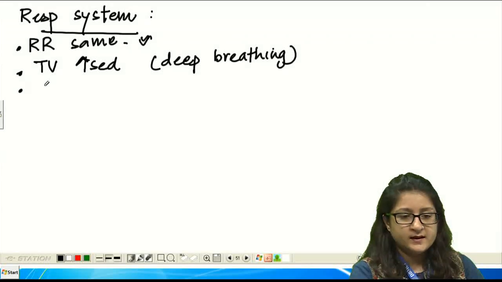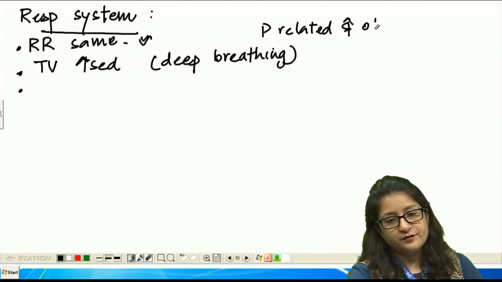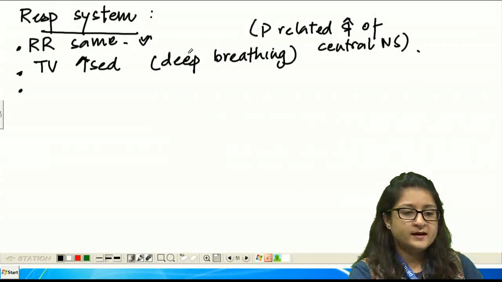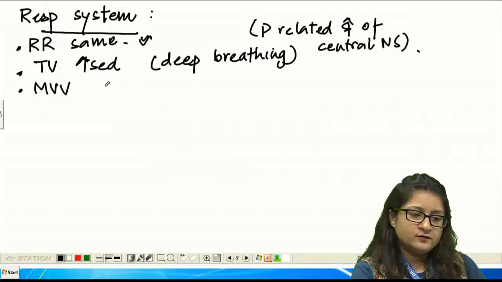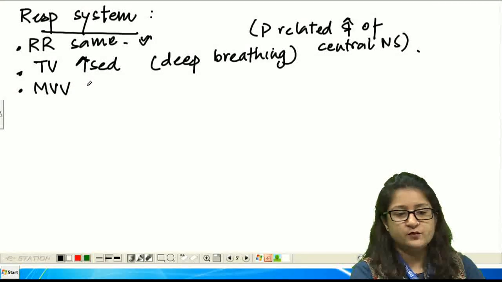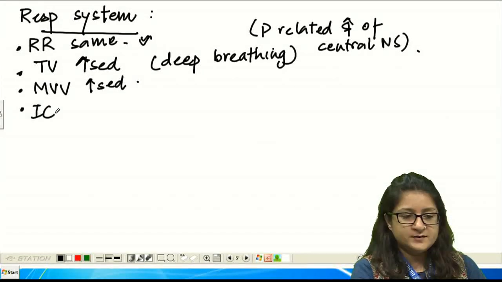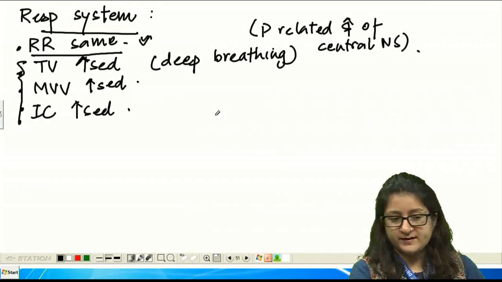There is deep breathing. This is progesterone related, stimulation of the central nervous system that leads to increased tidal volume, and minute ventilatory volume, minute volume, that is increased, and inspiratory capacity is increased. So these three things are increased and respiratory rate remains the same.